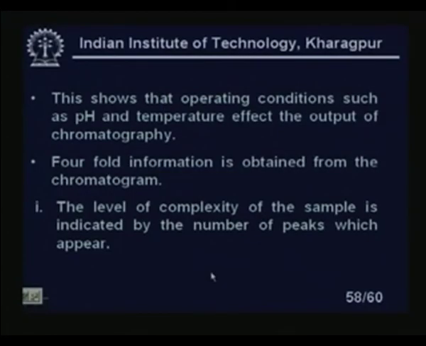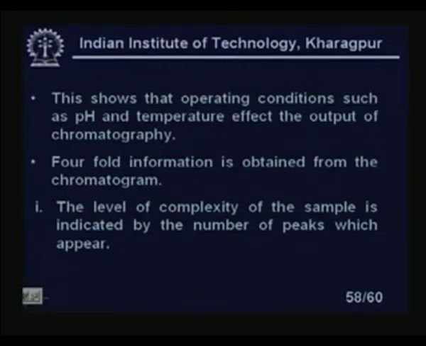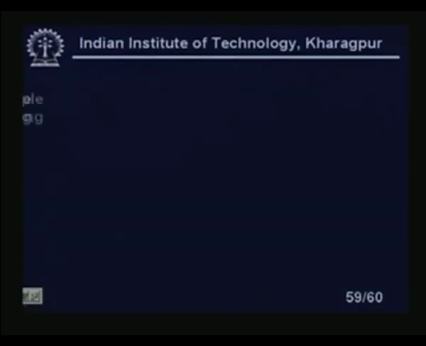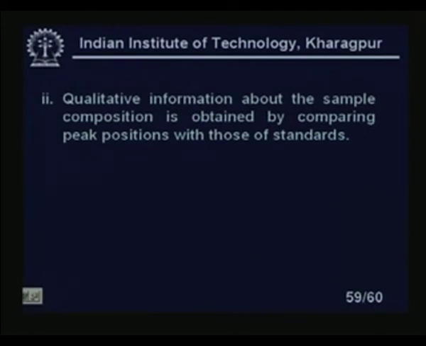The level of complexity of the sample is indicated by the number of peaks. How complex is the mixture? That we can detect from this. So the level of complexity of the sample is indicated by the number of peaks which appear. Qualitative information about the sample composition is obtained by comparing peak positions with those of standards.